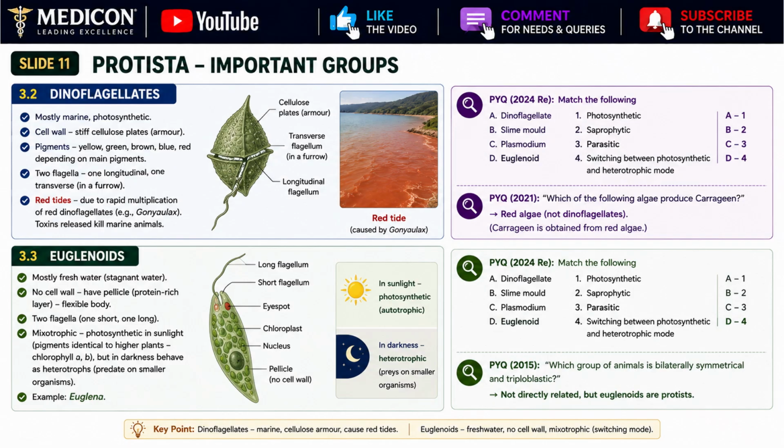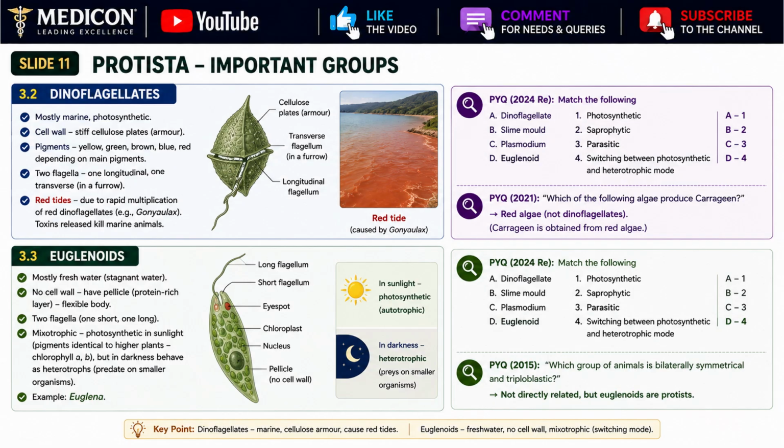Here in dinoflagellates there is a cell wall, stiff cellulose plates are present, whereas in euglenoids there is no cell wall, and they are mixotrophic. It means they are photosynthetic in sunlight, with pigments identical to higher plants like chlorophyll A and B, but in darkness they behave as heterotrophs and predate on smaller organisms.